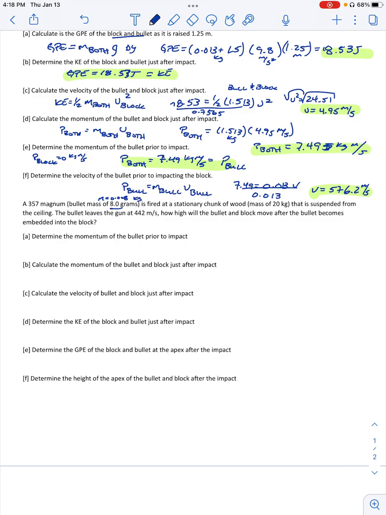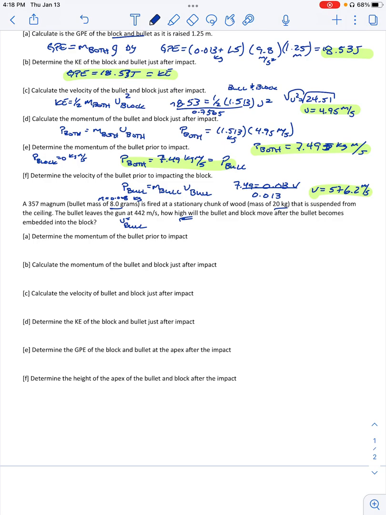0.008 kgs on that one. Chunk of wood is 20, perfect, suspended from the ceiling. Oh, we got a velocity now of that, and that's going to be our bullet. All right, how high up will the bullet and block move after the bullet is embedded?